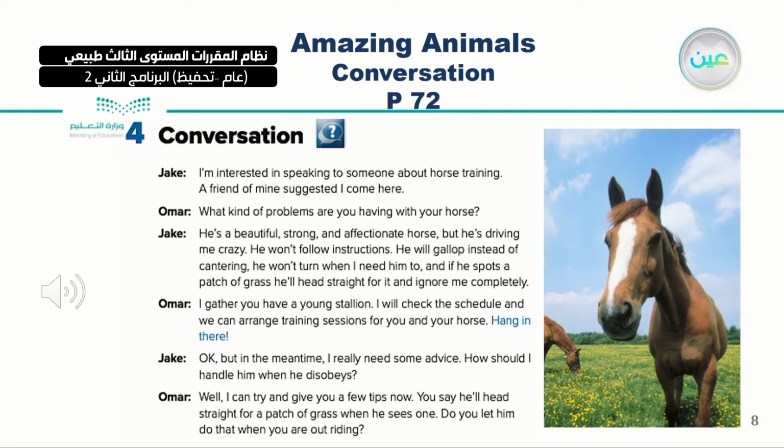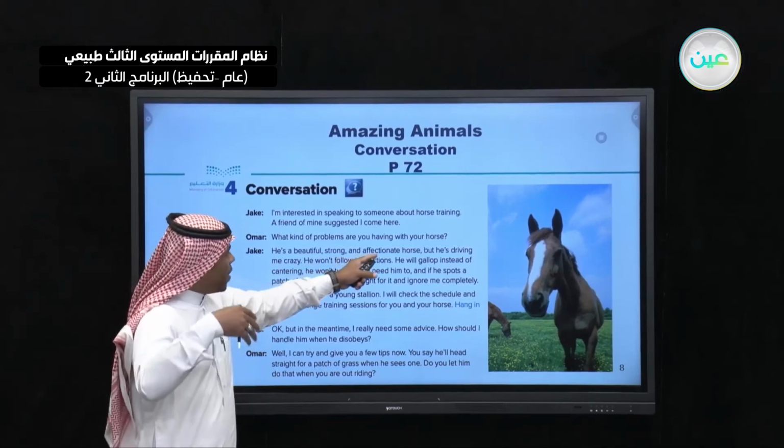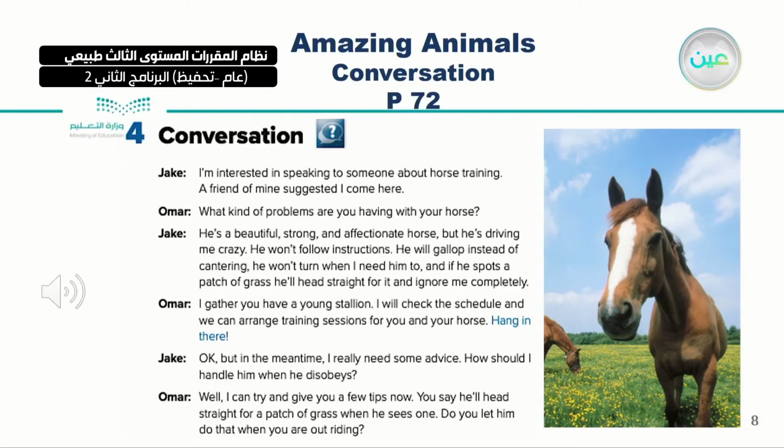Okay, now, as you can see here, what's the problem? Very good. So he's describing this horse, a strong and affectionate horse, but he's driving me crazy. This is the problem here. Why? He won't follow instructions. The horse, of course, won't follow instructions. He will gallop instead of cantering. He won't turn when I need him to.